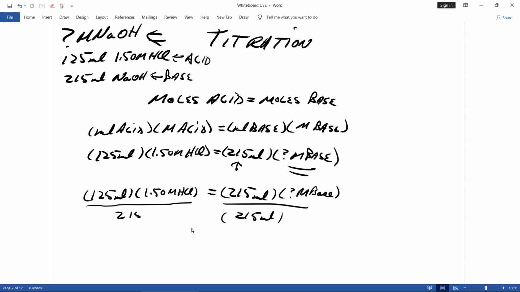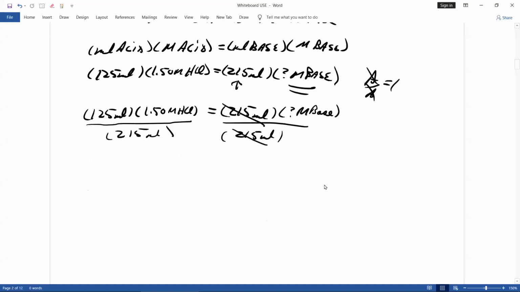So I'll do that. And remember, anybody having nightmares seeing me write A divided by A equals 1? It cancels out. So this cancels out. I'm left with molarity of base equals 125 milliliters of the acid times the molarity of the acid, HCl, divided by milliliters of the base.